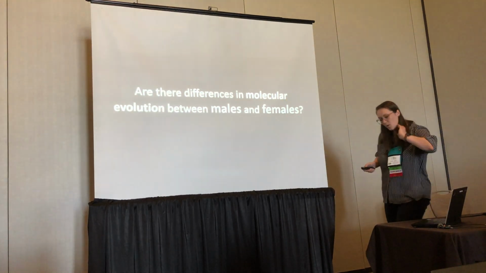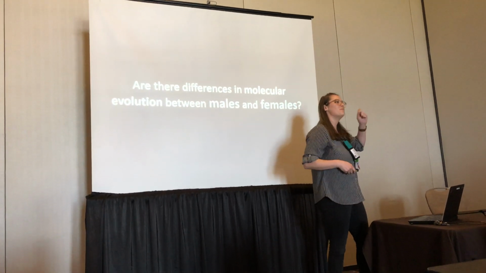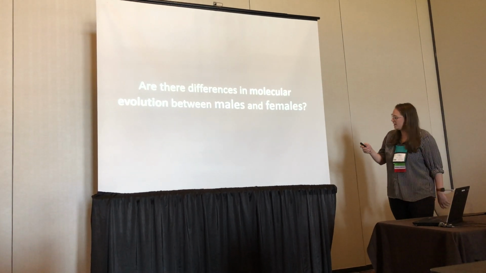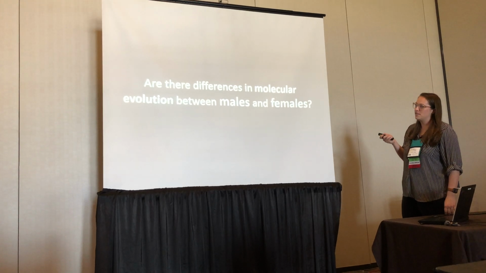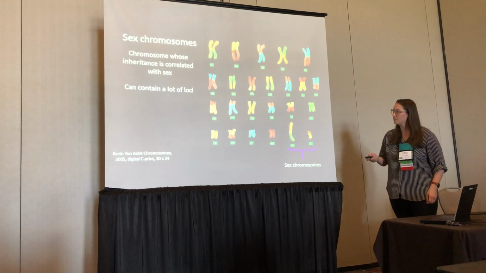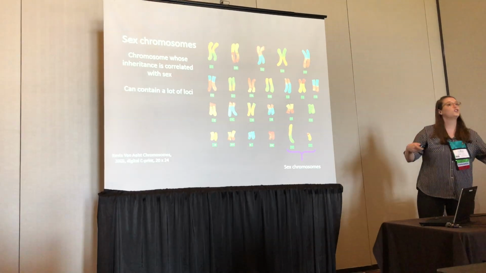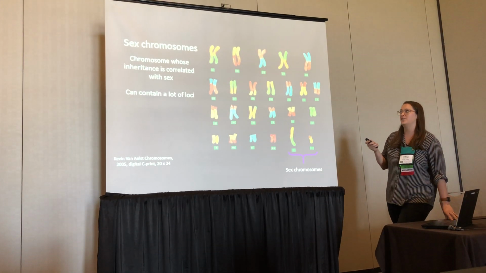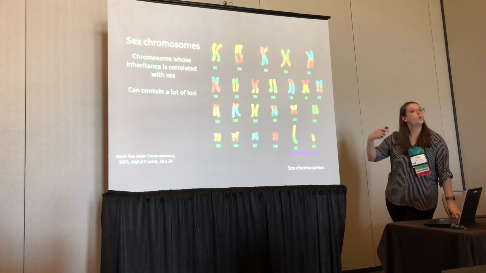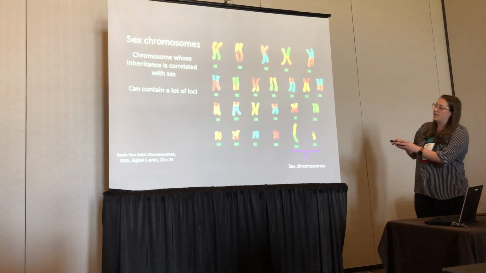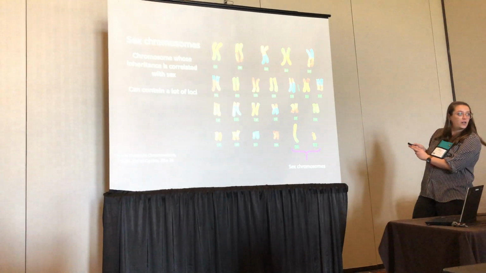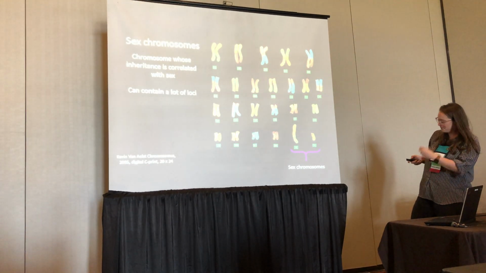Okay, so there's one big question that we've been working on in the lab that I'm in, which is Stuart McDaniel's lab: are there differences in molecular evolution between males and females? One obvious place to look for those differences is on sex chromosomes. These are the chromosomes where inheritance is correlated with sex, and they can contain a lot of loci. You can see here in our gummy worm karyotype, these are the sex chromosomes down here.